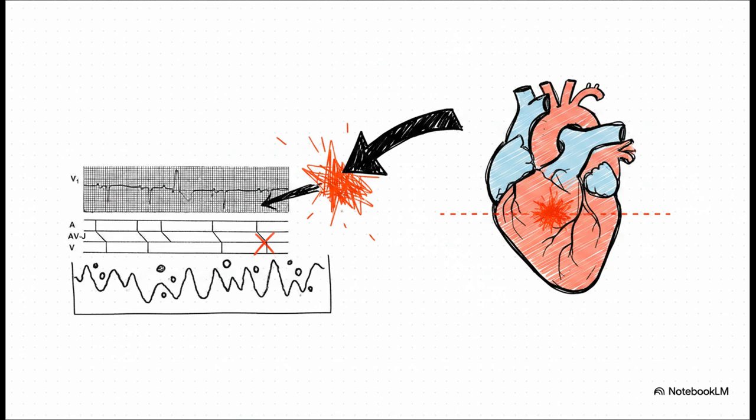You can trace the impulse starting in the atrium, the top tier labeled A. It successfully propagates down into the AV junction, the middle tier. But then it just stops. It encounters that fully refractory tissue and simply cannot proceed. The impulse never reaches the ventricles, the bottom tier V, and that's precisely why no QRS complex is generated.